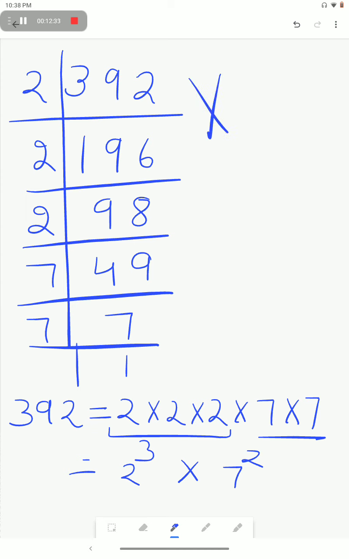Okay. So what we can observe from this is that any number which is a perfect cube, then its prime factors will exist in the form of triplets or raised to power 3. Okay. Now this is the next property of the perfect cube.